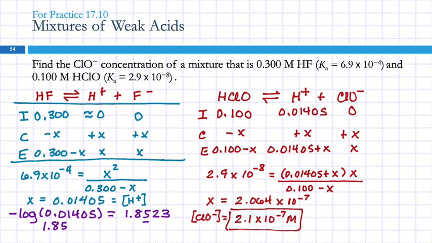Any questions? Yeah. So to find the hydrogen concentration of a weaker acid, you have to start with the stronger one and then plug that in for hydrogen? Yeah, so if you're calculating anything for the weaker acid, you have to find the hydrogen ion concentration for the stronger one, because that will be your initial concentration here.